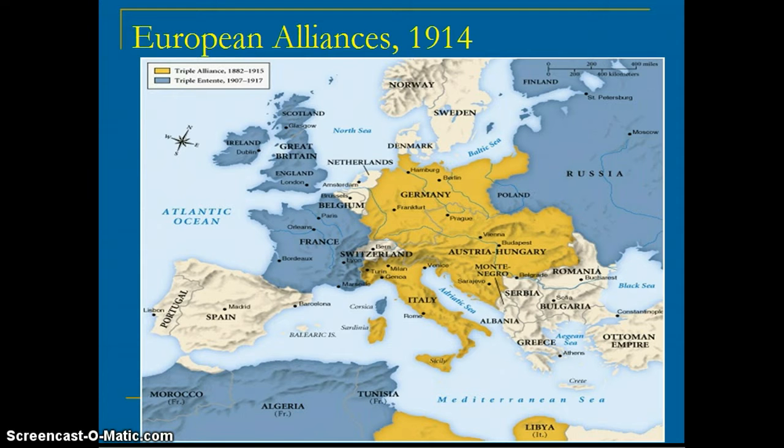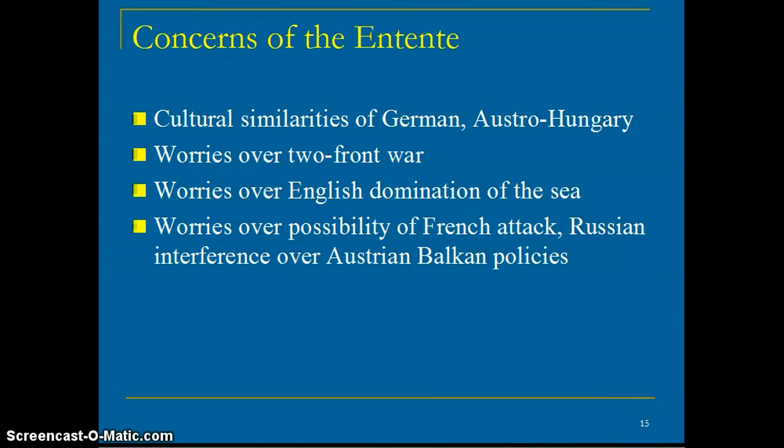So here's a map of Europe in 1914. The area in gold: Germany, Austria-Hungary, and Italy. Over here we've got France, Great Britain, and Russia, those three. And you notice that Germany and Austria-Hungary are squeezed in the middle. Okay, this makes Germany on edge. They even come up with a plan in case there's a war called the Schlieffen Plan that they're going to have to carry out.